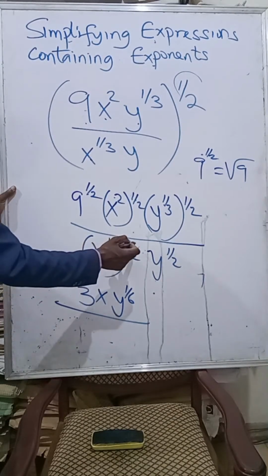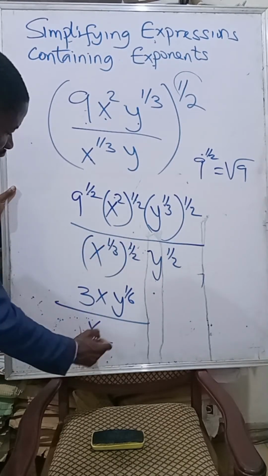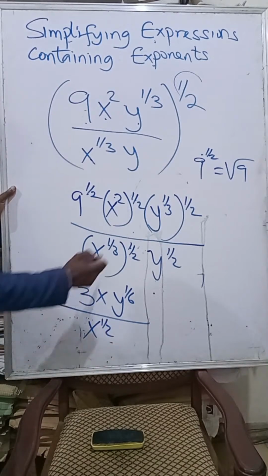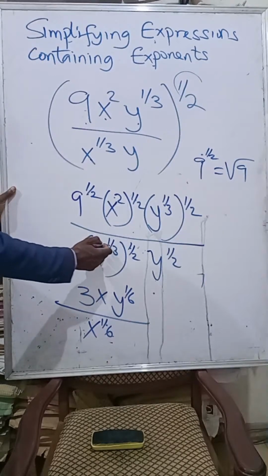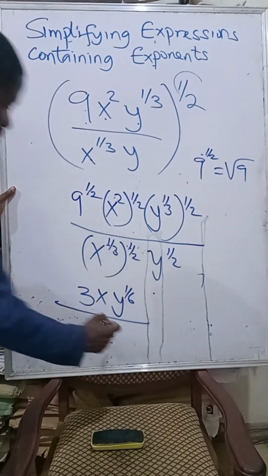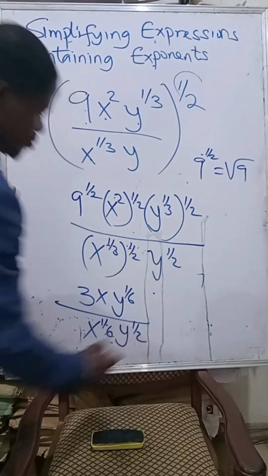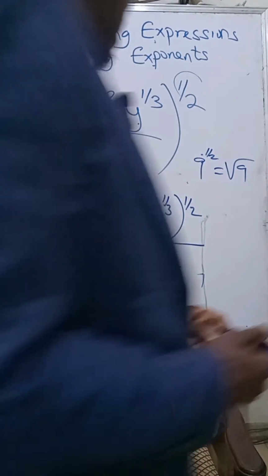This one, 1 over 3 times 1 over 2. That's x to the power 1 over 6. Okay, 1 over 3 times 1 over 2. And then y to the 1 over 2. So is that the final answer?